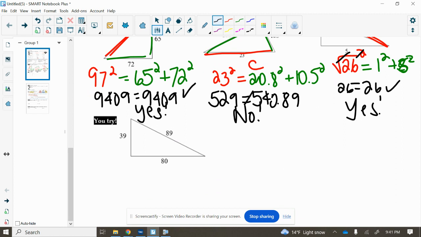All right, try the final example on this page yourself. Is this a right triangle? Yes or no?